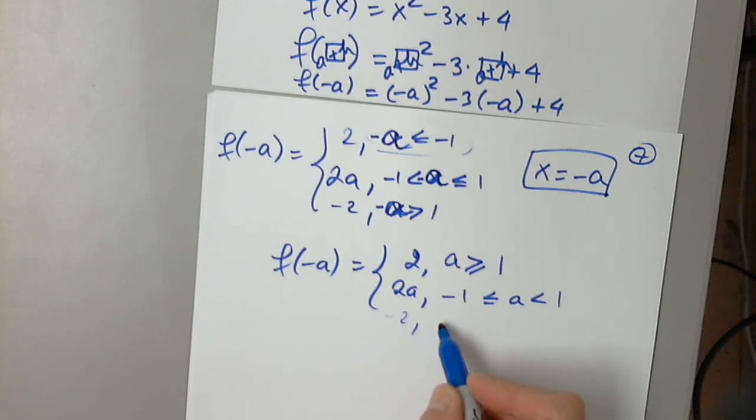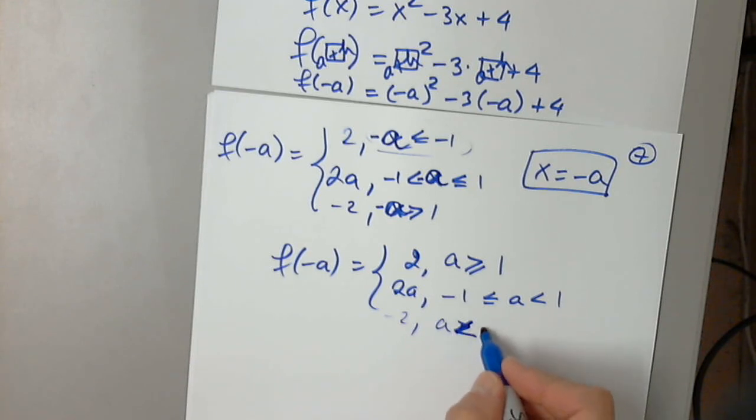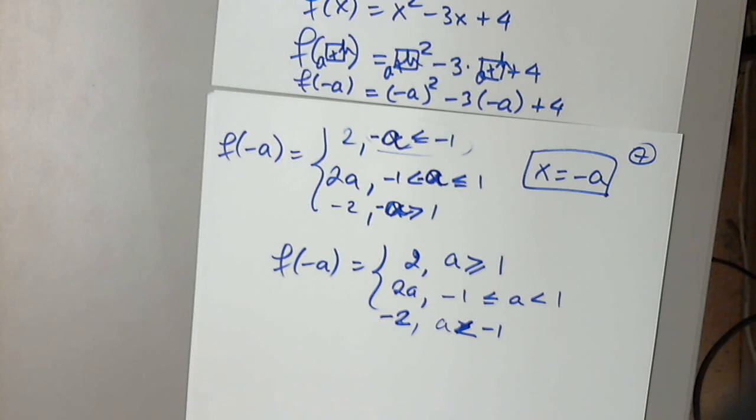And then negative 2 for a greater than negative 1. I'm sorry, less than negative 1. It's very unusual. I would never put a problem like this. It makes no sense, really, for evaluating a piecewise function like that. It really is not necessary.